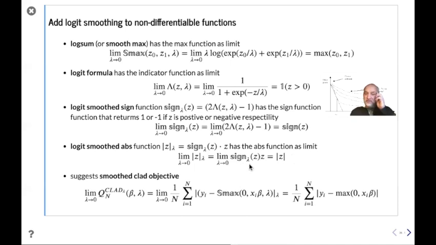Okay, and this guy here converges to the original sign operator, so this is going to converge to the absolute value function if you just multiply by z. And putting all this together, we can write out our logit smooth central least absolute deviation objective function, simply by replacing the max operator by the smooth max operator and the absolute value by the smooth version of it. And if you let lambda go to 0, then it converges to the original value function.